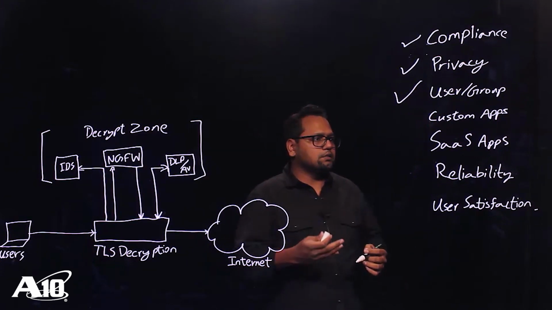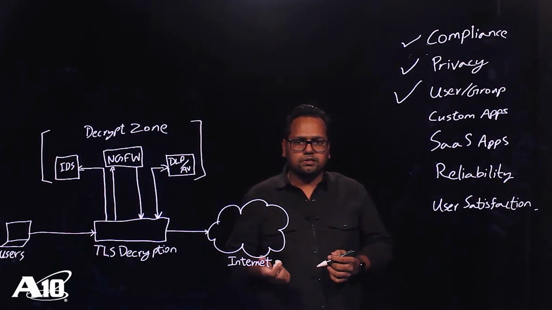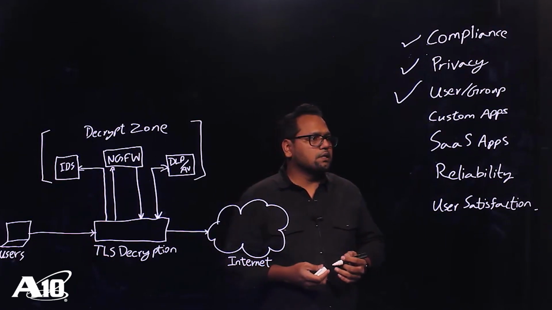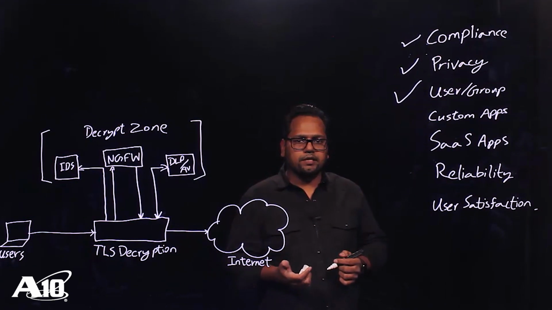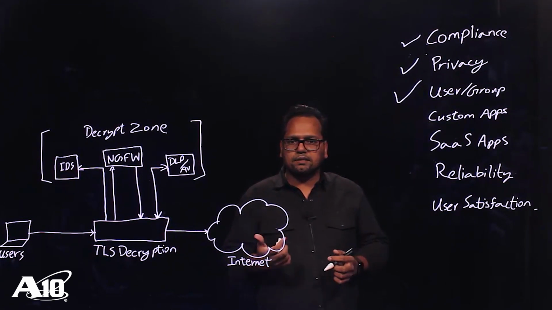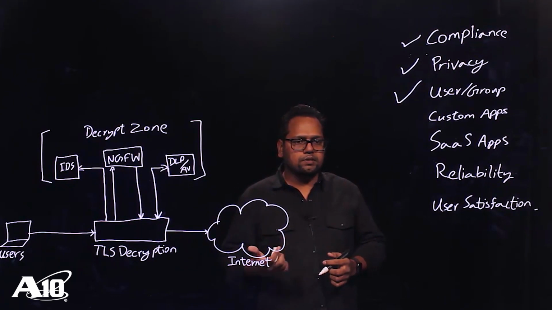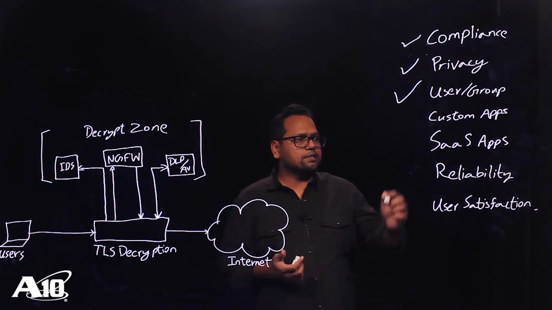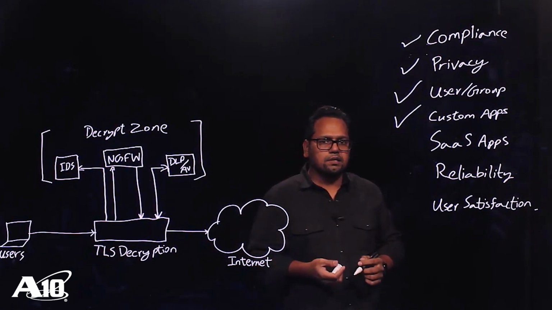Beyond these, there are now a lot of custom apps available on your mobile phones that you can access through your mobile devices. These apps often come embedded with a copy of the server certificate. So if a device tries to decrypt this traffic, the connection most often fails. So how do you address these custom apps? How do you make sure that users continue to use these?